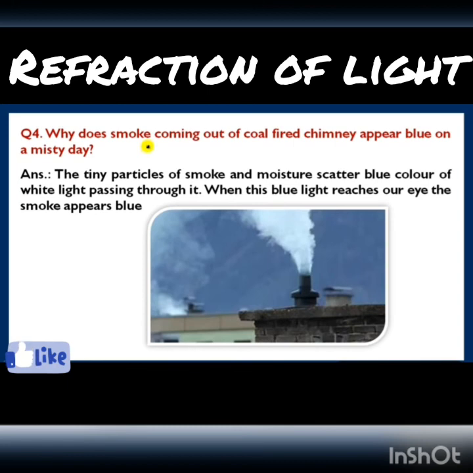Why does smoke coming out of a coal-fired chimney appear blue on a misty day? The tiny particles of the smoke and moisture scatter the blue color of white light passing through it. When this blue light reaches our eye, the smoke appears blue.